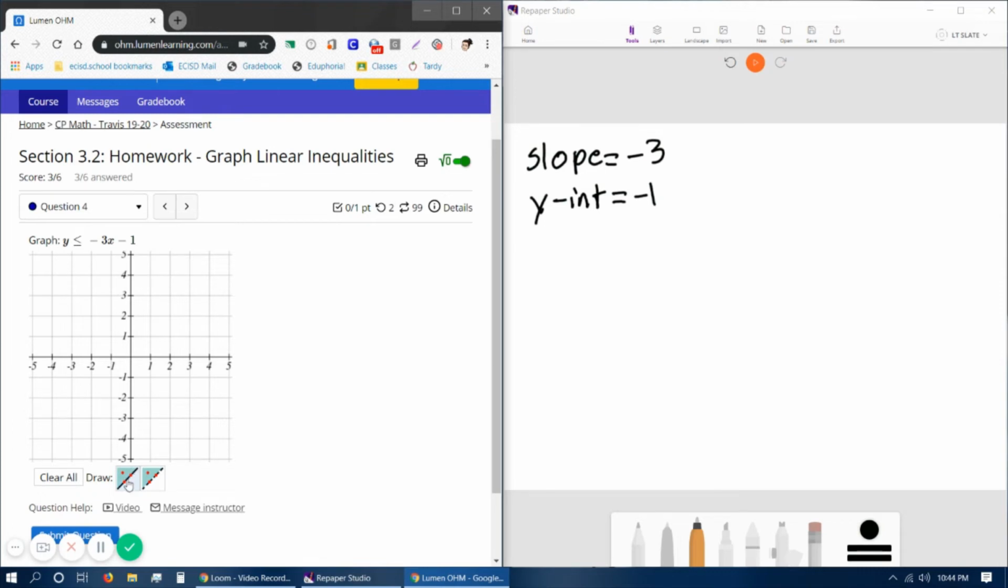If you don't have a line under your inequality, you'll need to use a dotted line. I can place my dot at my y-intercept of 0, -1. My slope this time is negative.